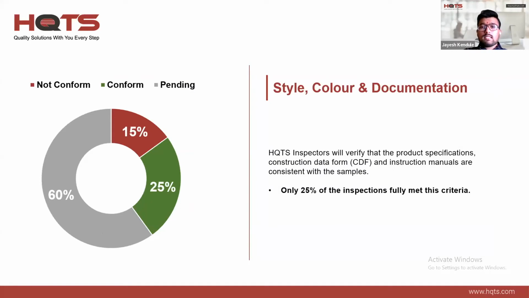The other one is style, color, and documentation. The HQT inspector, as per the customer requirements, inspects the product as per the specifications, like the CDF form which we receive. So we check that the product specification is matching at each and every component level, whether it is matching as per the CDF or not. And the instruction manuals, in certain cases, have certain specifications mentioned by the manufacturer, our customer, saying that these particular specifications and applications are available for the product. When we check the instruction manuals, we verify whether those instructions are mentioned as per the requirement of the product or not. And only 25% of our inspections have met this particular criteria.